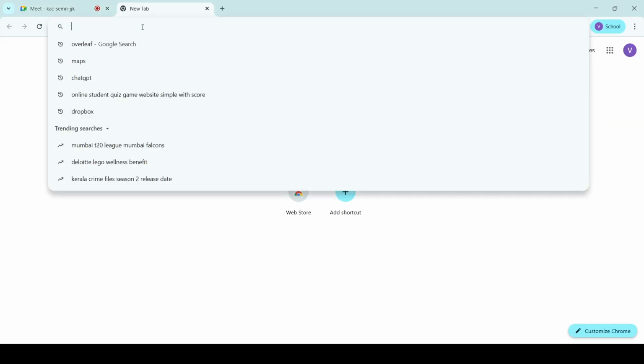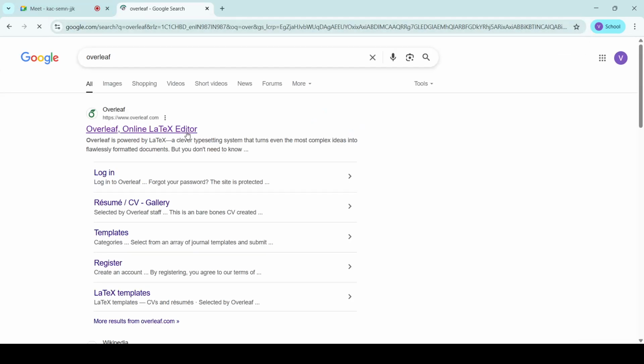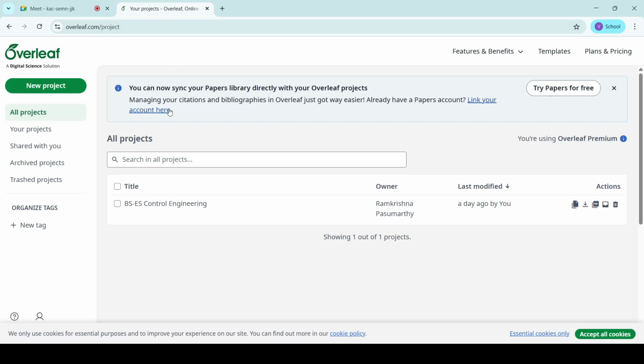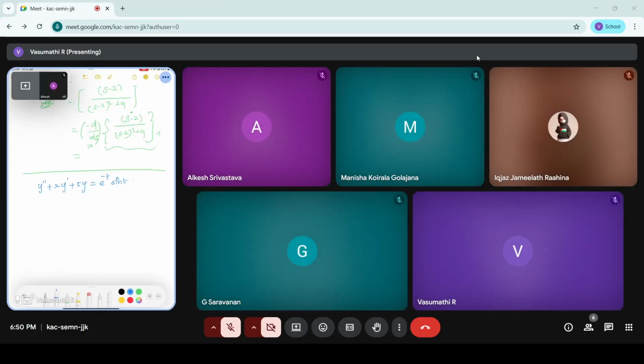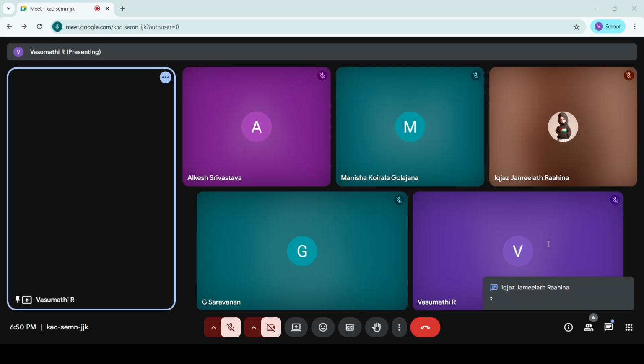One minute. Can you solve this problem? I will give you 0, y dash of 0 is equal to.